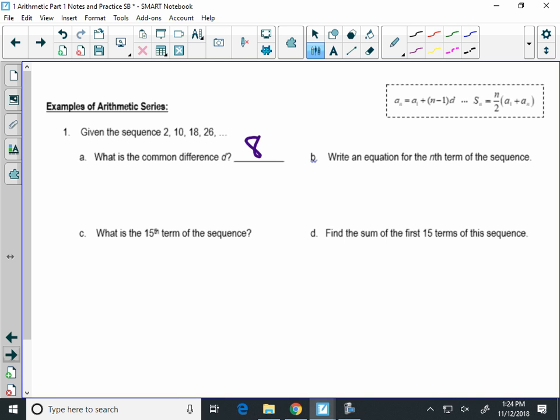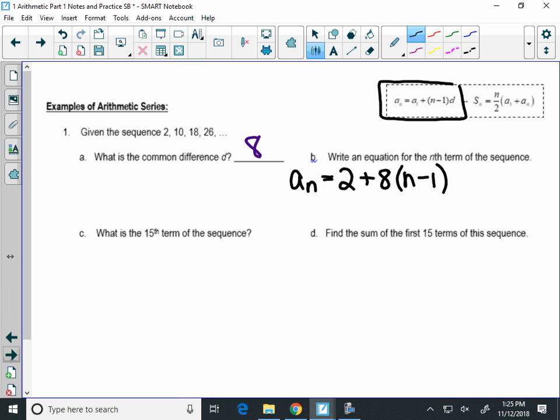Now we're still going to start by finding the nth term, right? So again, that means you need to find a sub n equals. We need an equation for the nth term of a sequence. So that starts with this formula on the right, a sub 1. What is my first term? 2 plus, we said our common difference was 8 times n minus 1.